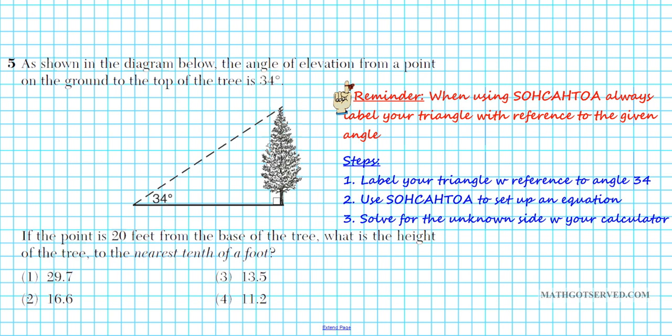All right, let's take a look at problem 5. It reads, as shown in the diagram below, the angle of elevation from a point on the ground, let's call that point, this is the point right here, okay, from a point on the ground to the top of the tree is 34 degrees. There goes your angle of elevation. Okay, now if the point is 20 feet from the base of the tree, and this is the base of the tree, if it's 20 feet, what is the height of the tree to the nearest foot?